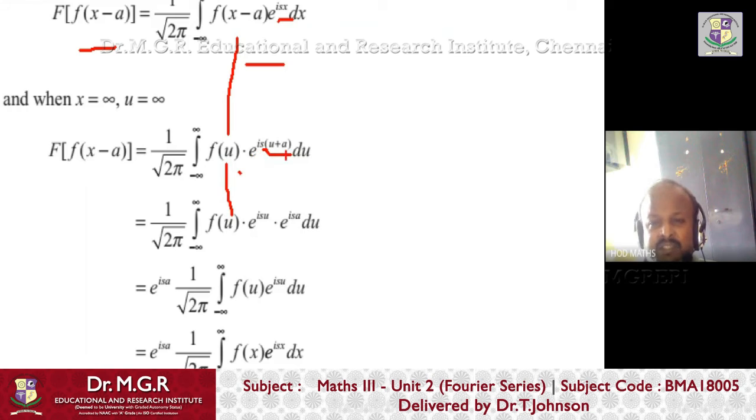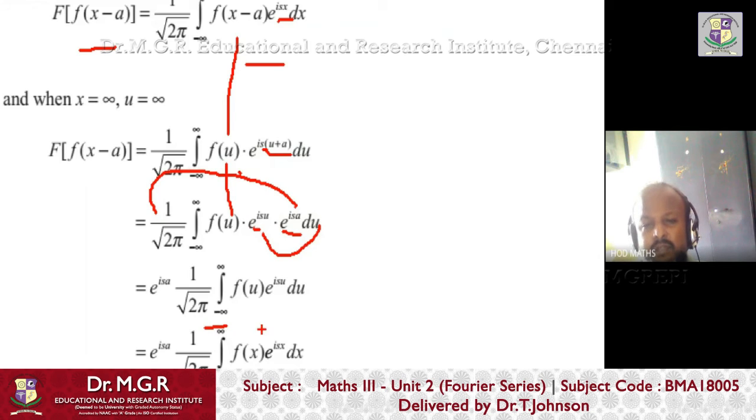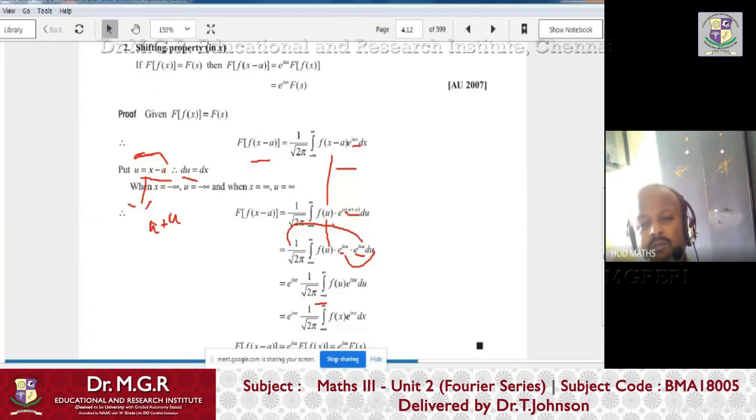Here e power isu is there, and e power isa is there. So e power isu you split separately, since u is the variable, you have to keep that inside. But e power isa is not a function of u. A is not a function of u, and similarly s is also not a function of u. So you can take e power isa outside. What is inside? 1 by root 2 pi f of u e power isu du.